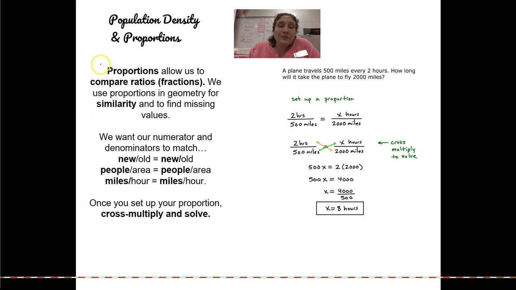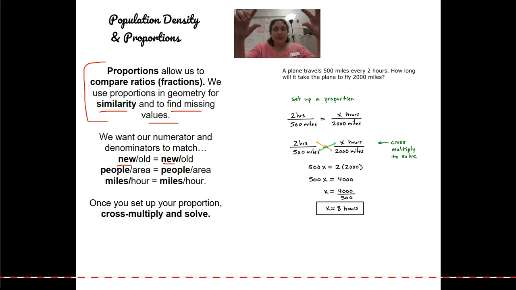First of all, a proportion pretty much just allows us to compare fractions. It's a way to find a missing number that we need to have. So we use proportions, like I said, for similarity and for missing values. Now, the main concept for proportions is we want to make sure that our numerator matches our denominator. So here, for example, we would have new over old equaling, again, new over old.